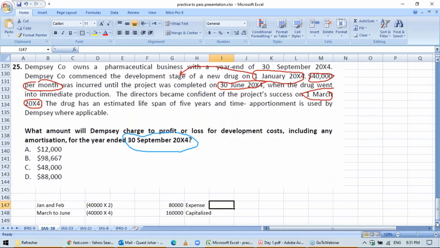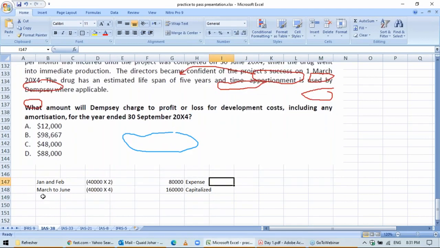So amortization will be calculated for 3 months time. So it's 160,000 divided by 5 years, multiplied by 3 divided by 12.